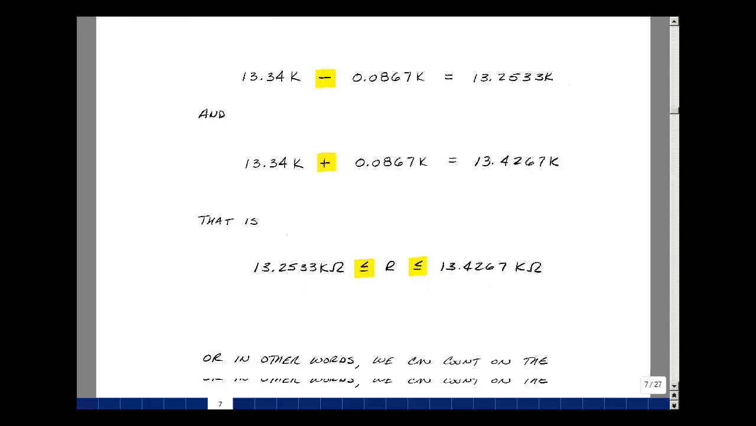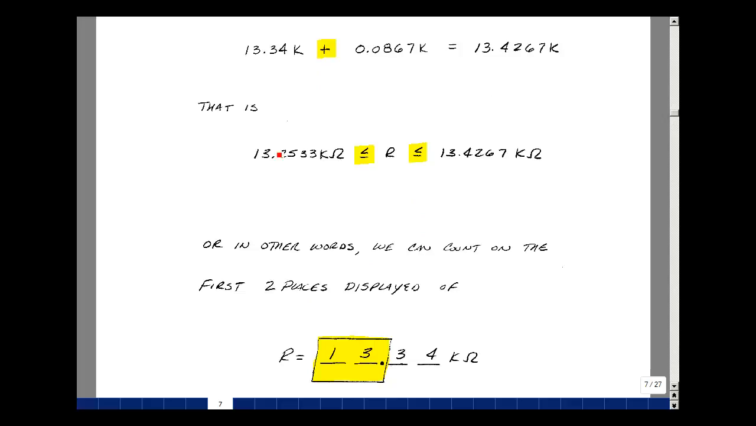So when you look at this, what you're seeing is that these two digits are the same. So what this means is that we can rely on the first two places, and the last two begin to fall into our window of accuracy.